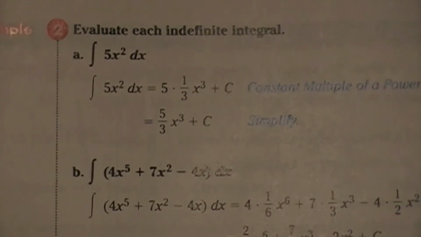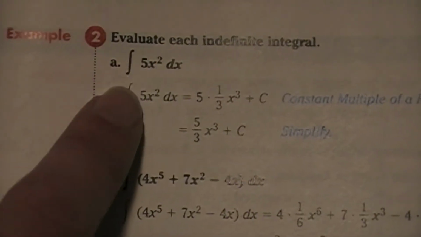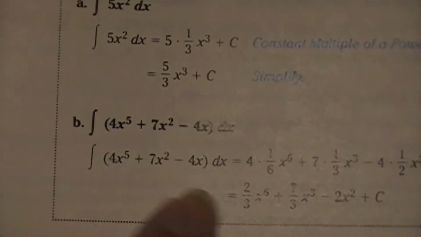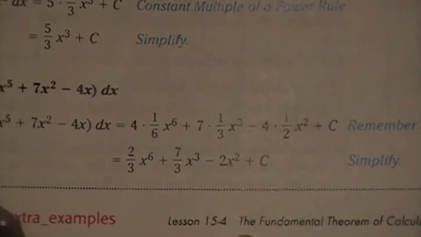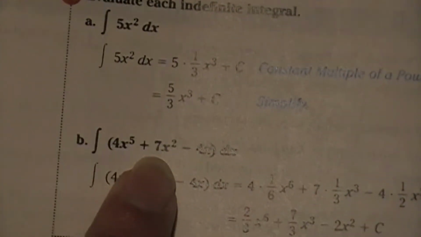5x squared dx is just find the antiderivative plus c. Notice there are no values to plug in. Therefore, you don't have to worry about plugging in values here. And then on b, you have the same thing. And if there's no values to plug in, then you do have to remember to put plus c. You're just finding the antiderivative. Again, the integral is a symbol that means find the antiderivative of this function.